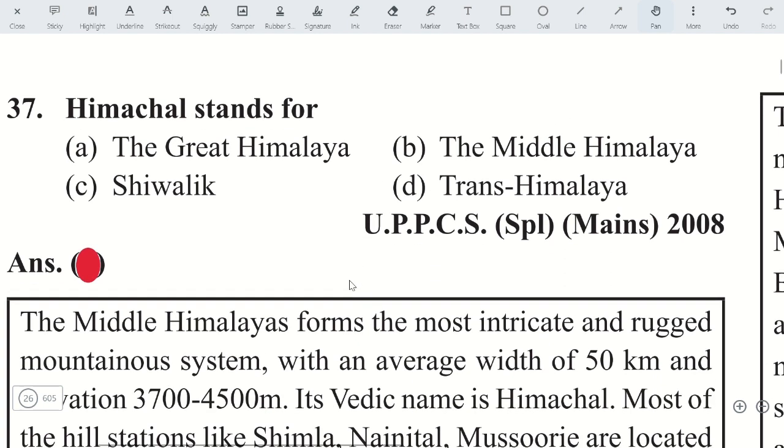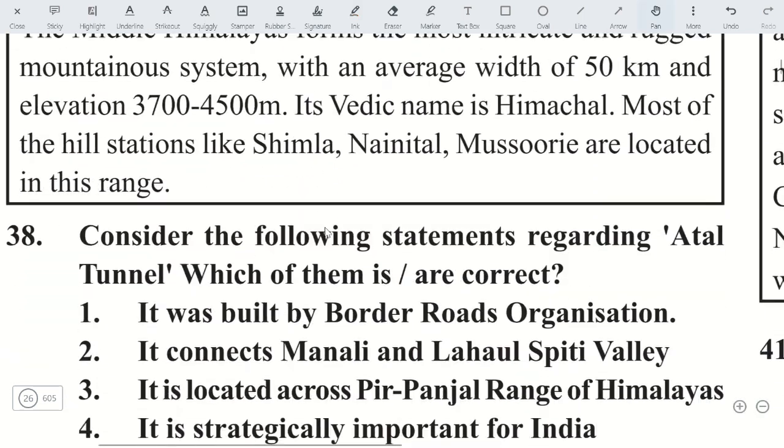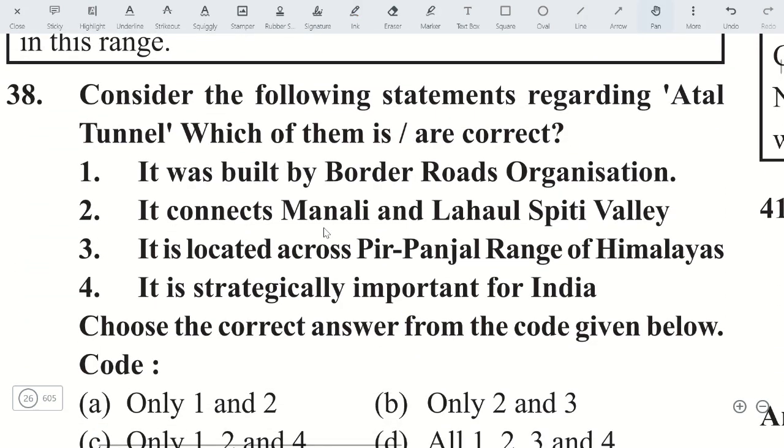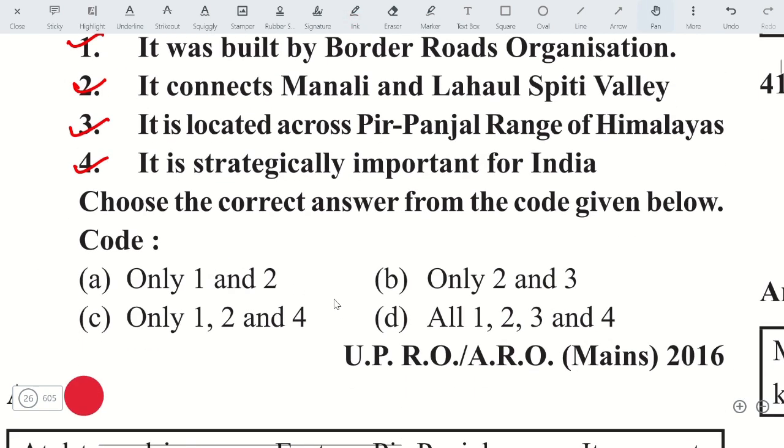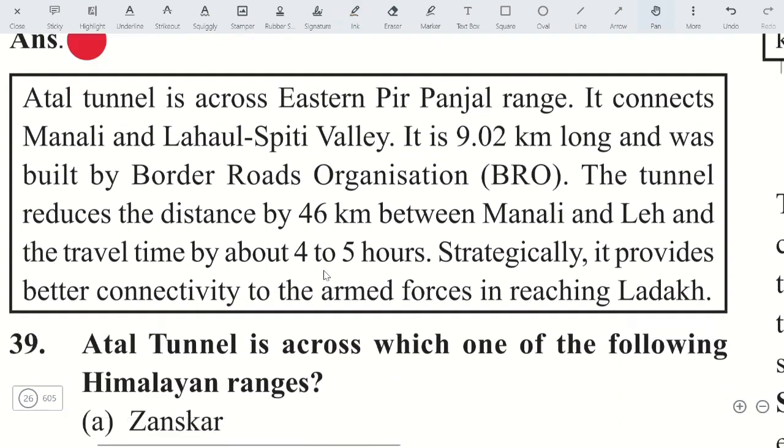The next question is Himachal stands for Middle Himalaya. Consider the following statements regarding Atal Tunnel. Which of the following are correct? It is built by the Border Roads Organisation. It is correct. It connects Manali and Lahaul Spiti Valley. It is also correct. It is located across the Pir Panjal range of Himalaya. This one is also correct. It is strategically important for India. This is also correct. Then all four statements are correct, so the option will be D. Let's move on to the next question.